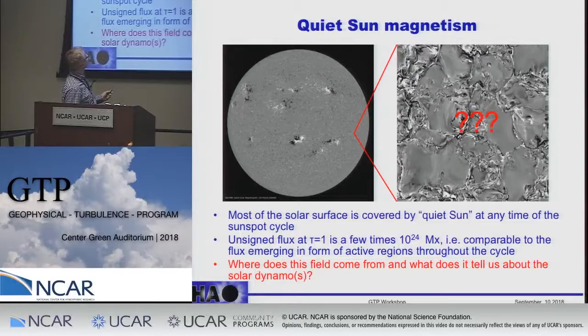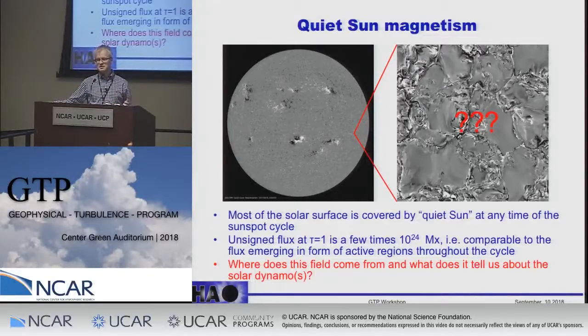But if you go far away from active regions, you see on the solar surface a lot of these small-scale salt and pepper fields. This is what solar physicists normally refer to as the quiet sun. But I hope I'm able to convince you it's not as quiet as it looks. The first indication for that is if you estimate the total unsigned flux in these quiet sun regions on the tau=1 surface, it's about a few times 10^24 Maxwell.